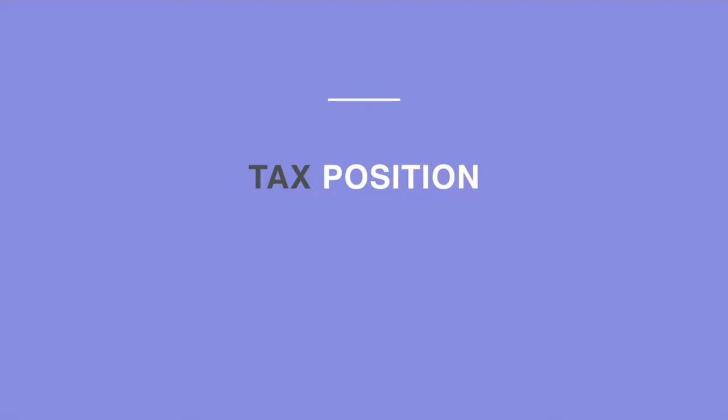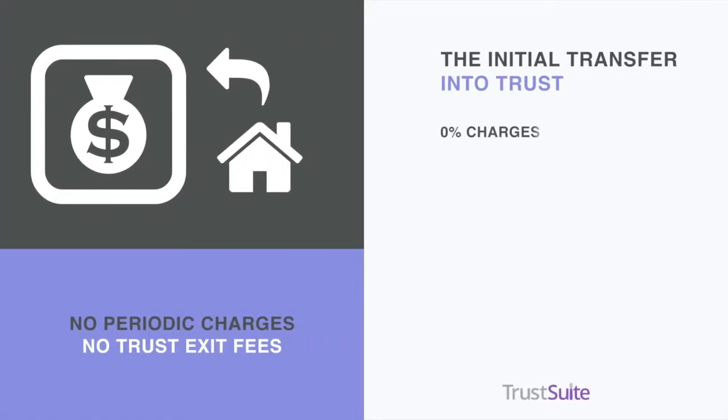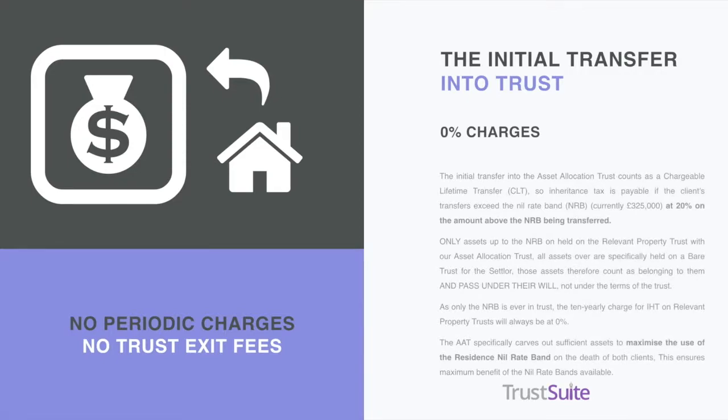Tax position. So the initial transfer into trust, 0% charges. The initial transfer into the asset allocation trust counts as a chargeable lifetime transfer, so inheritance tax is payable if the client's transfers exceed the nil rate band, which is currently £325,000, at 20% on the amount above the nil rate band being transferred. However, only assets up to the nil rate band are held on the relevant property trust with our asset allocation trust.